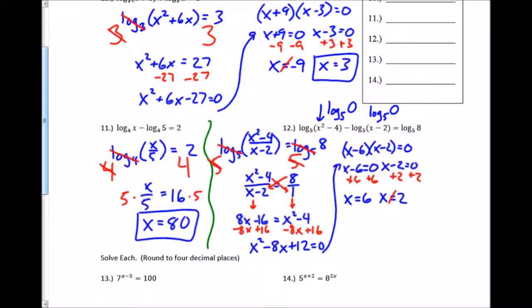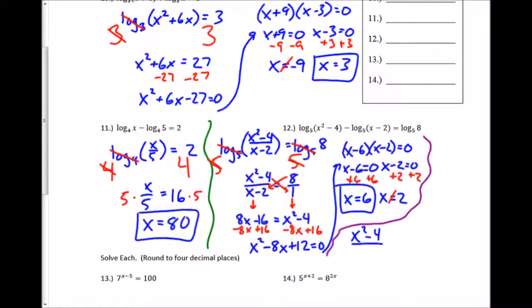And I said there was another way to approach this one. And if I were to section this off a little bit, if I pick up at this step right here, so I'm going to write that off to the side. If I had the x squared minus 4 over the x minus 2 equals 8, this is where I can differ my approach a little bit.